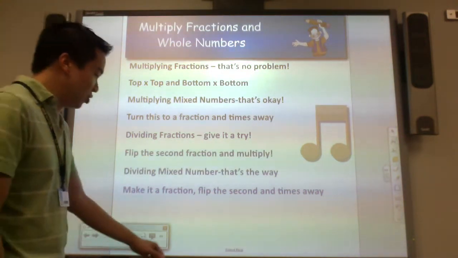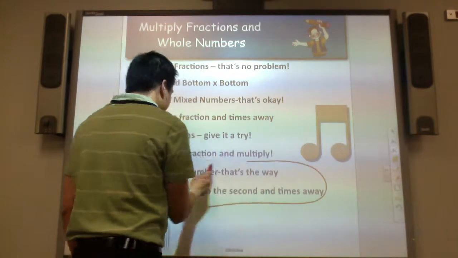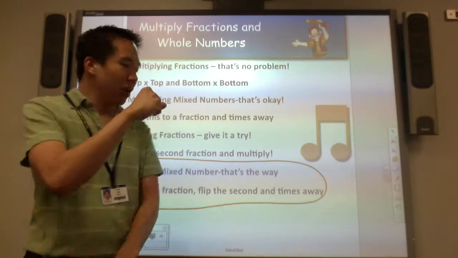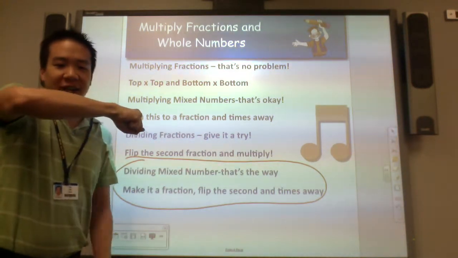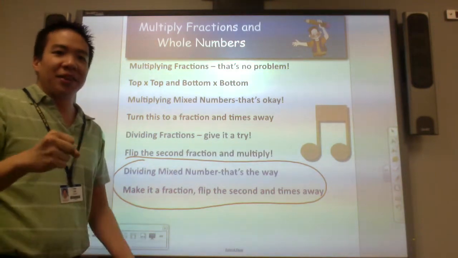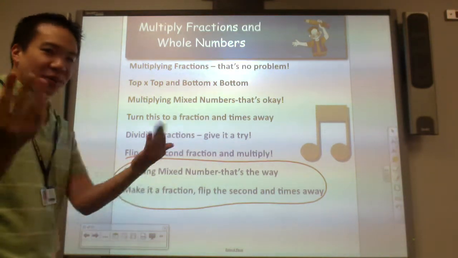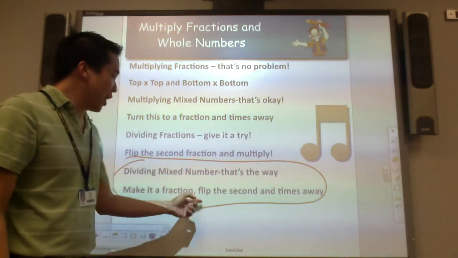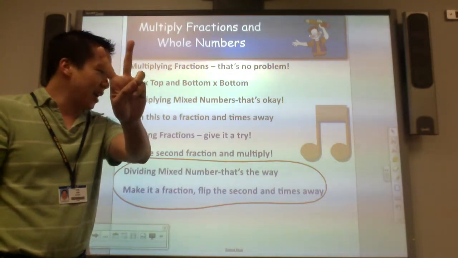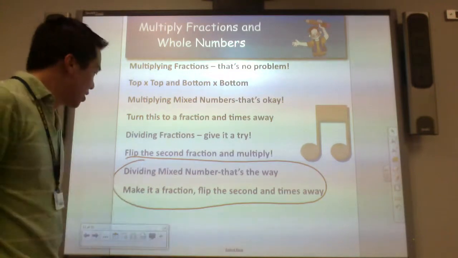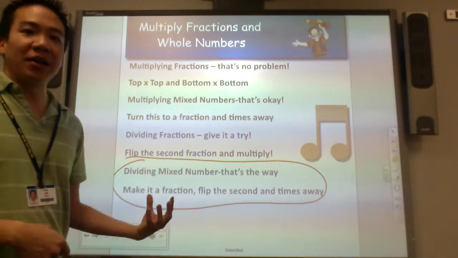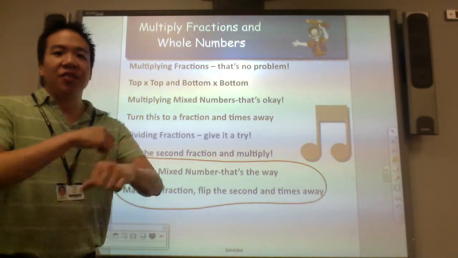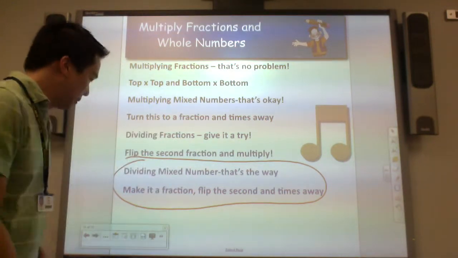So this is how I memorize it. We do a little cheer. Dividing mixed number, that's the way. Make it a fraction. You flip the second fraction and times away. So when you get a mixed number and a fraction, dividing mixed number, that's the way. Make it a fraction. Flip the second and times away.